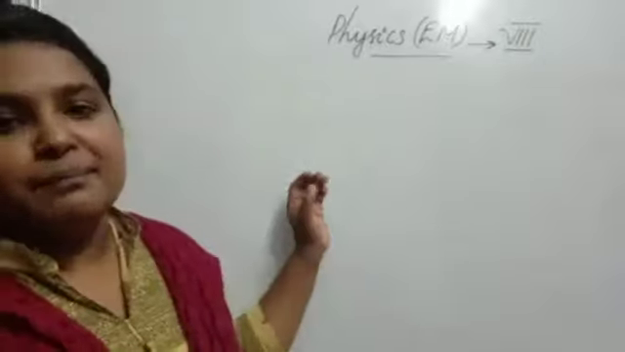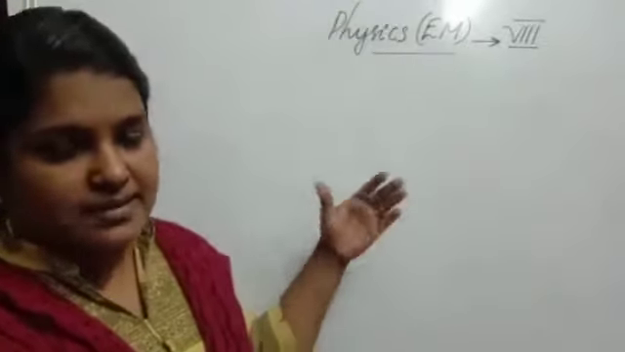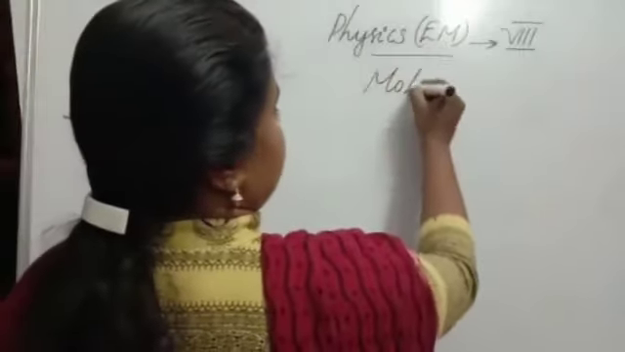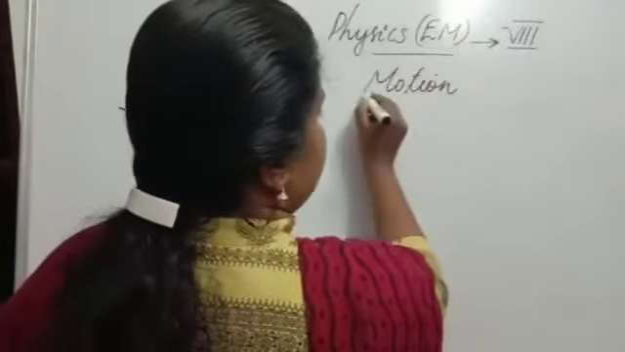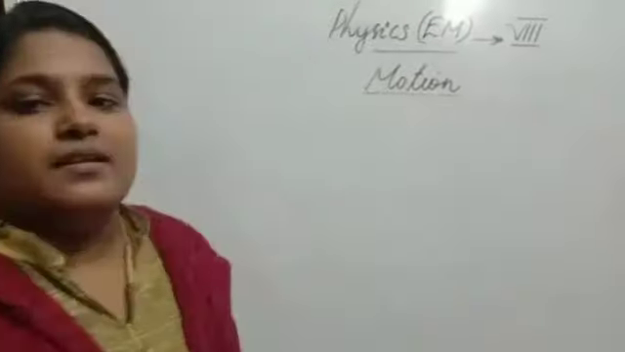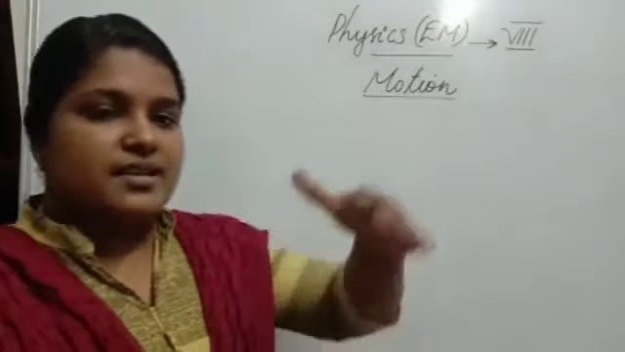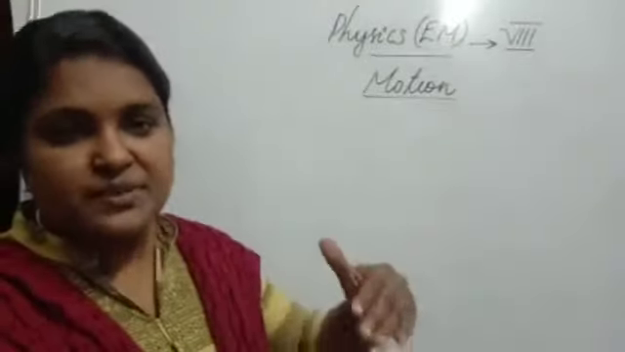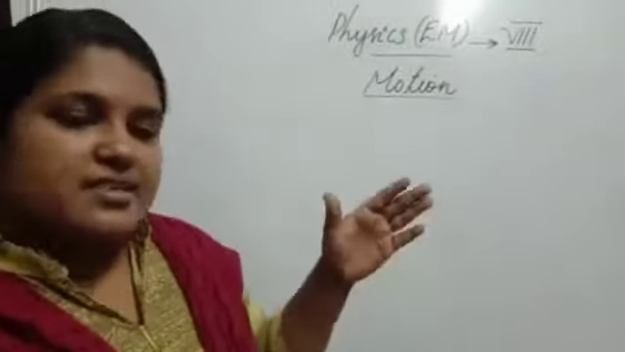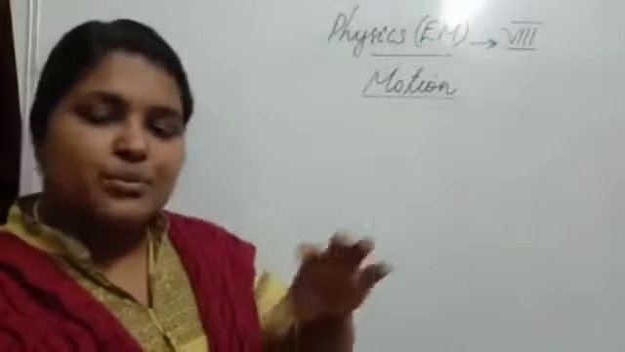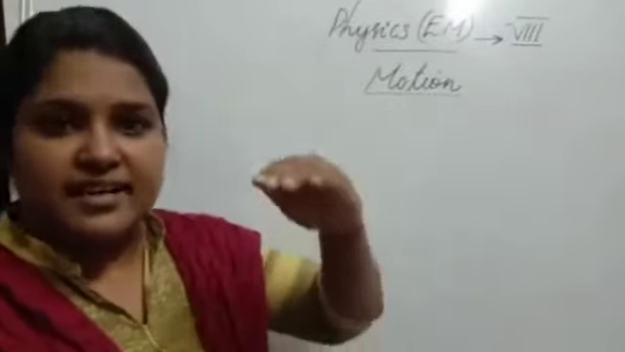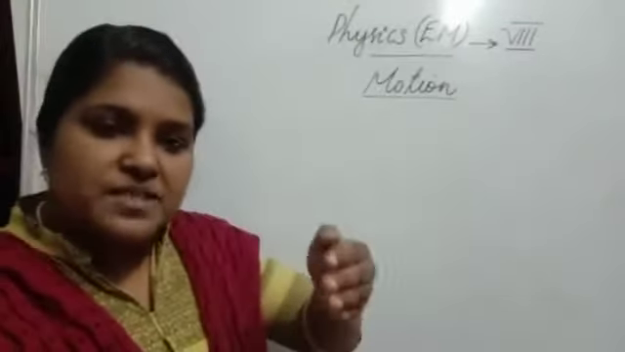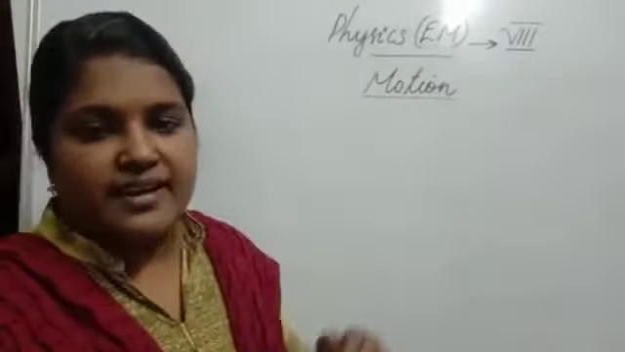We already completed our first unit. Now let us start the next unit, motion. When we observe the surroundings, we can see that some of the objects are moving but some others are at rest. How can we say that the objects are in motion or at rest?